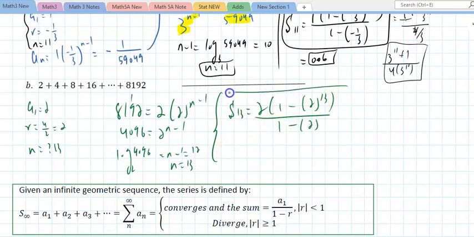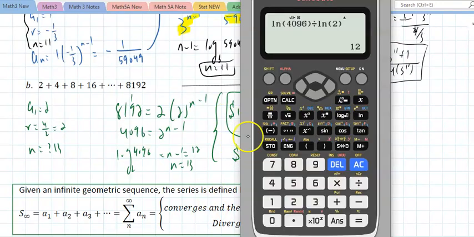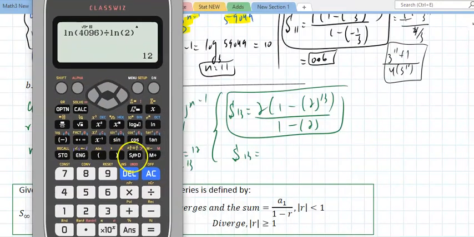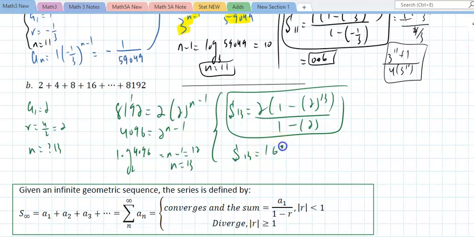Again, you could leave it like that on a test. You could plug it in a calculator. As you see it, you could say that's 2 times 1 minus 2 raised to the 13. You could do the whole thing in one shot if you like, divided by 1 minus 2, literally as you see it. There it is, 16,382. That's good enough, not a problem.